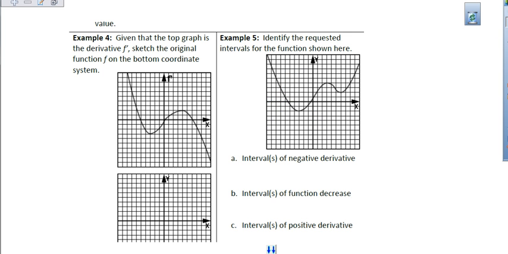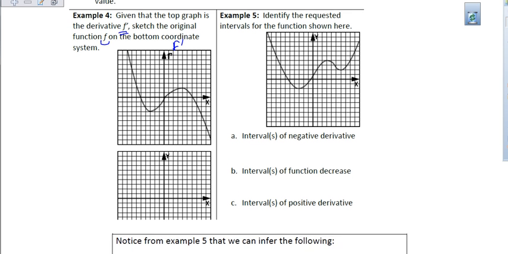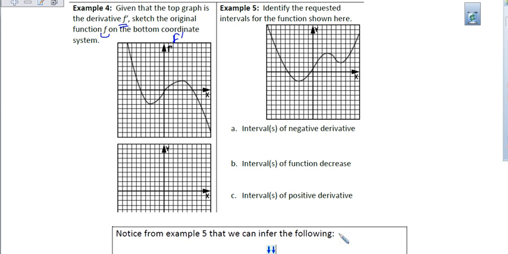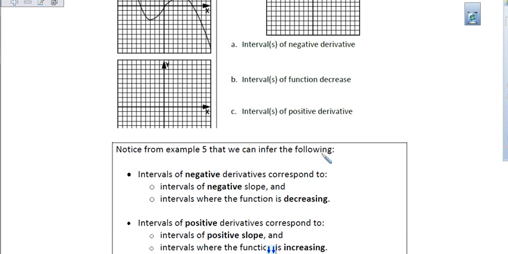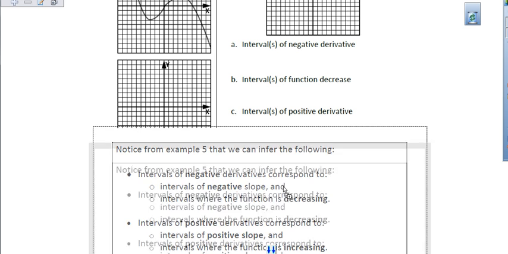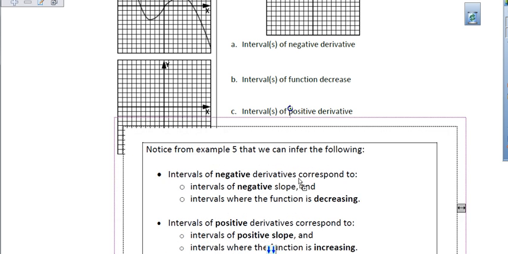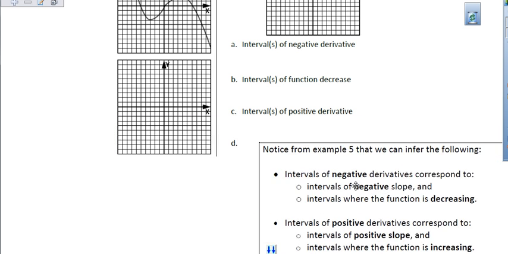Okay, let's take a look at the next page. The next page has example number 4, which says given that the top graph is the derivative, so this first one is the derivative, they want us to sketch a possible original function f on the bottom graph. So let me slide this down a little bit so you can see, and let's see if I can move this whole thing down a little bit. Now I'll just scoot this one over. There we go.